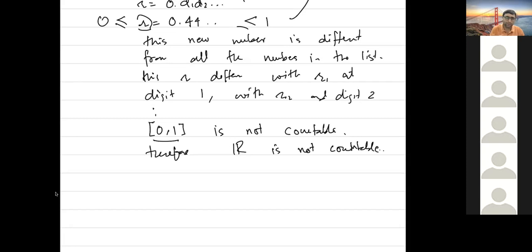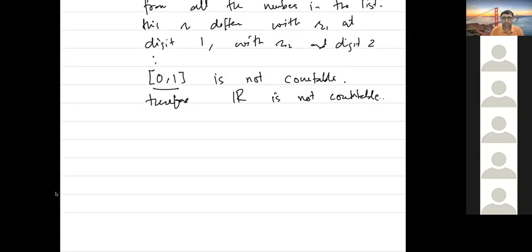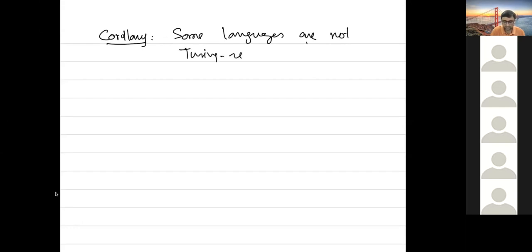Okay, with this, I will go back to our ATM result, but we need a few more results before we can prove ATM. And I have a result, we call it a corollary. This corollary says some languages are not Turing recognizable. Some machines are not Turing recognizable. So the proof is very simple. But before I give the proof, if there is any question.